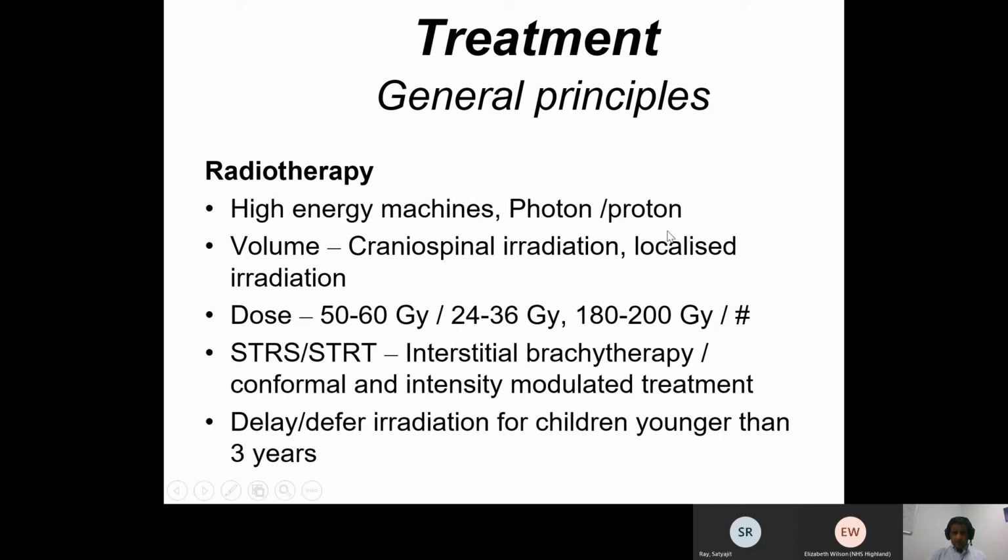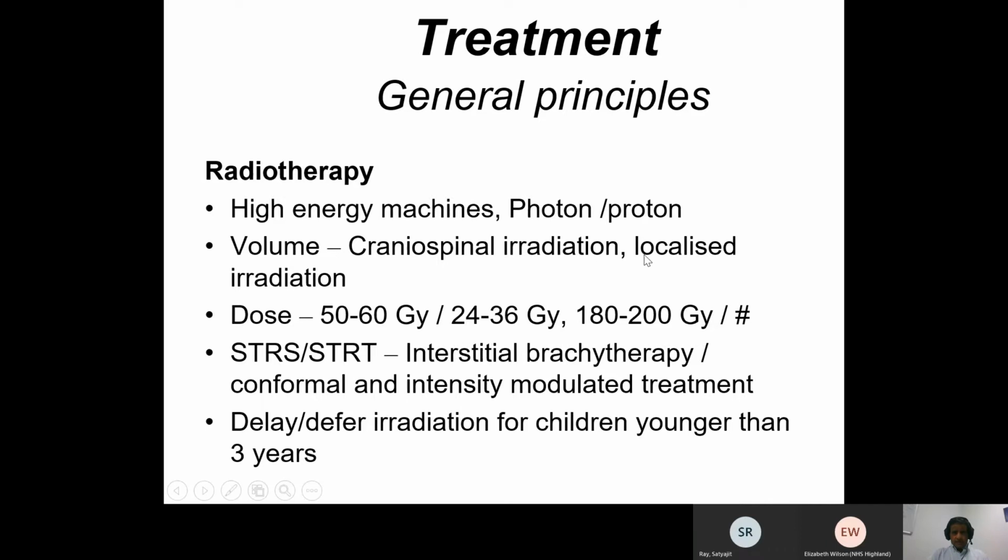There is one proton center in Manchester at the moment. You often see our children going to Manchester. Previously, they used to go abroad, either to USA or to Germany, because that's where we were sending children.